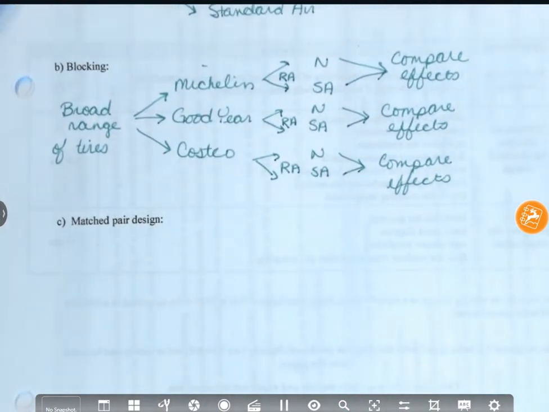Now, when you're doing matched pairs, that's when we're saying, I know that there is something that exists to make every single thing kind of unique. I know it's not just Michelin and Goodyear and Costco. Maybe it's Michelin on a Civic versus Michelin on a Ford F-150. Those might be different. Matched pairs is when you can get either the same item to do both, or identical ones where you say one to one, one to the other.